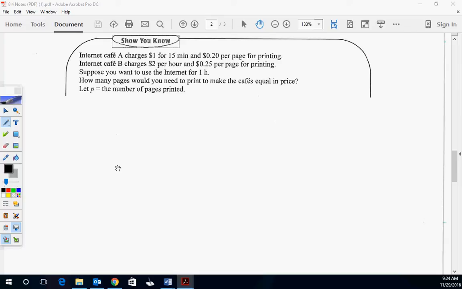Notes, part 2. Just to show you, from the example we started on part 1, we have one more example. It's not very long to do, but it's a little bit more challenging. I'm going to show you the setup, and then you can tell me if you see something different or if you don't understand what I got.